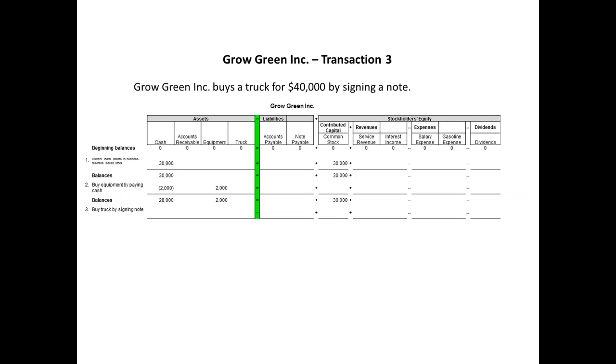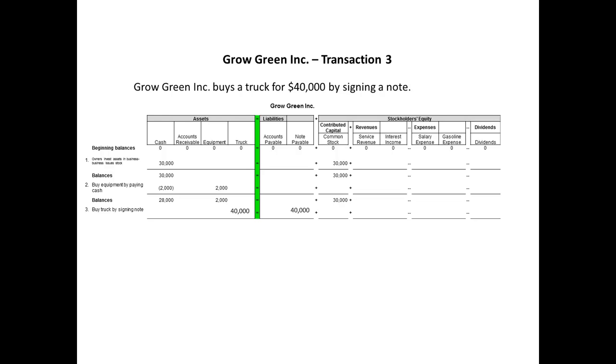Next, Grow Green buys a truck for $40,000 by signing a note. What accounts are affected by this transaction? Truck and note payable. Remember that a note payable is an amount Grow Green owes. Since before this transaction, Grow Green had no truck, and now it does, the truck account is increased, so we'll enter the $40,000 as a positive amount in the truck column. Before this transaction, Grow Green owed nothing, and now it owes $40,000, so its liability just increased, and we'll enter the $40,000 as a positive amount in the note payable column.